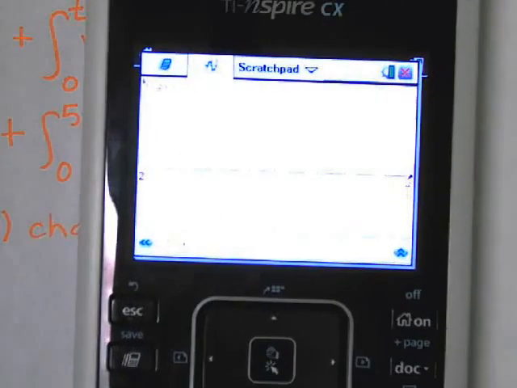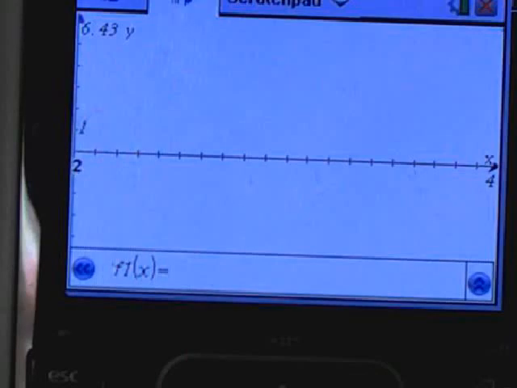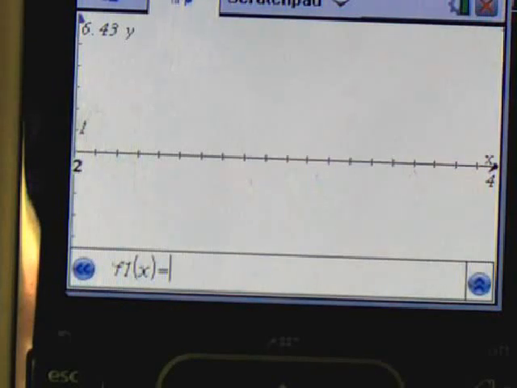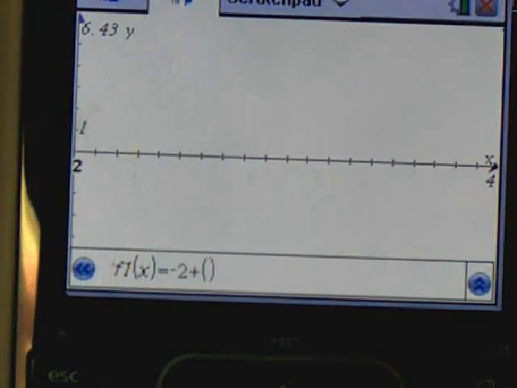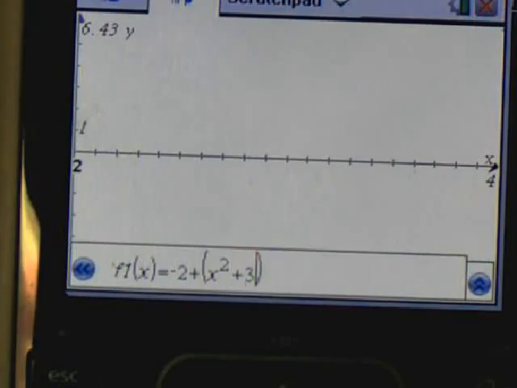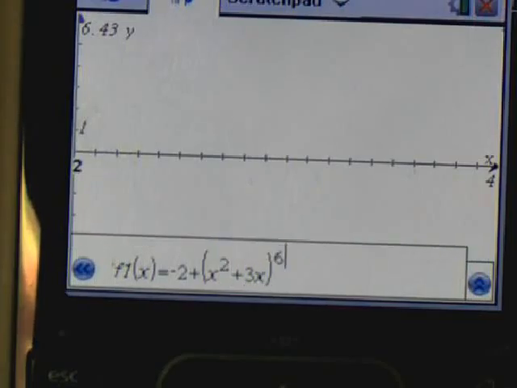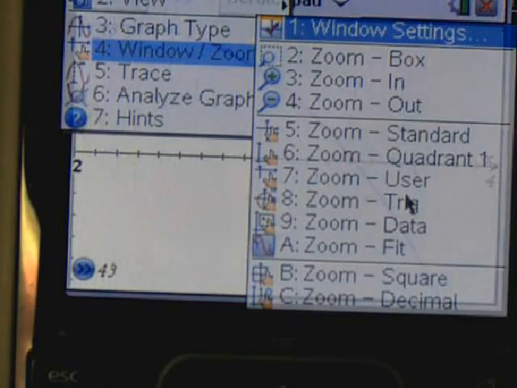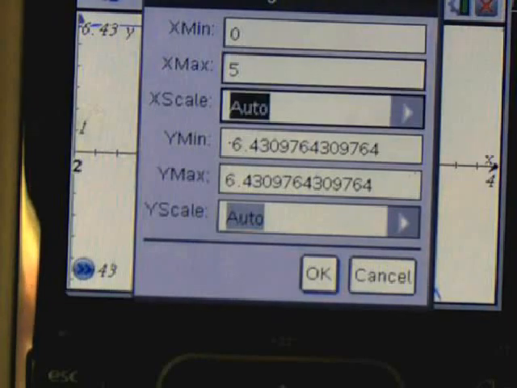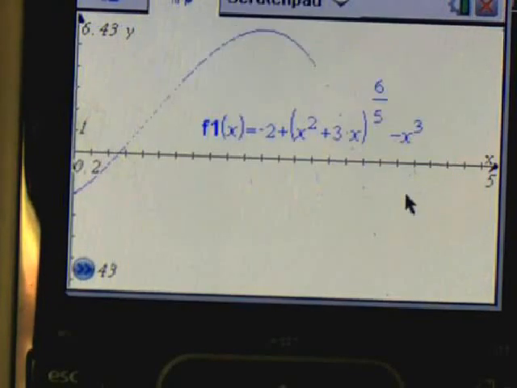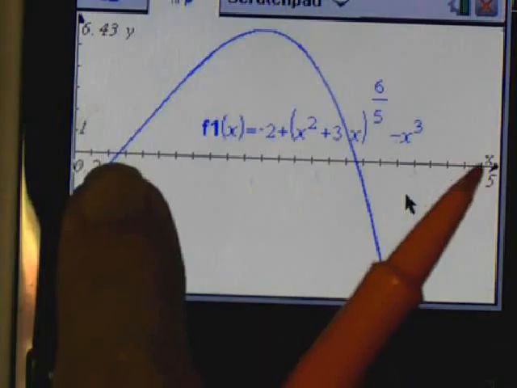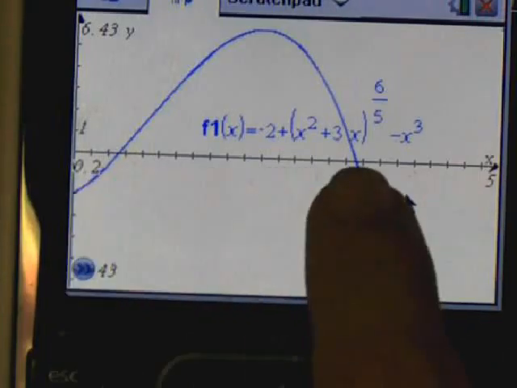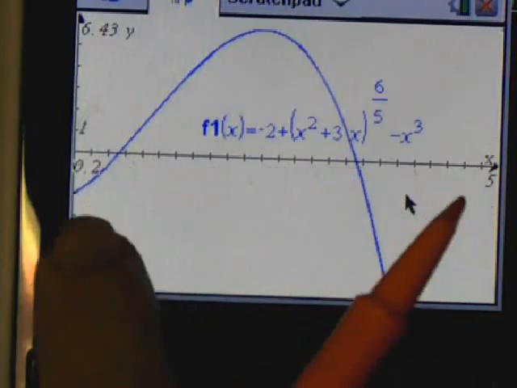So if we go to menu and analyze graph, this time we're going to do number 1, the zero. But other than that, you do the exact same thing. You move that little line to the left of the first zero when it says lower bound, and you click. Then you move it to the right of the first zero when it says upper bound, and you click. So 0.536. Okay, hold on, I'll come back. And then the other one would be 3.318.